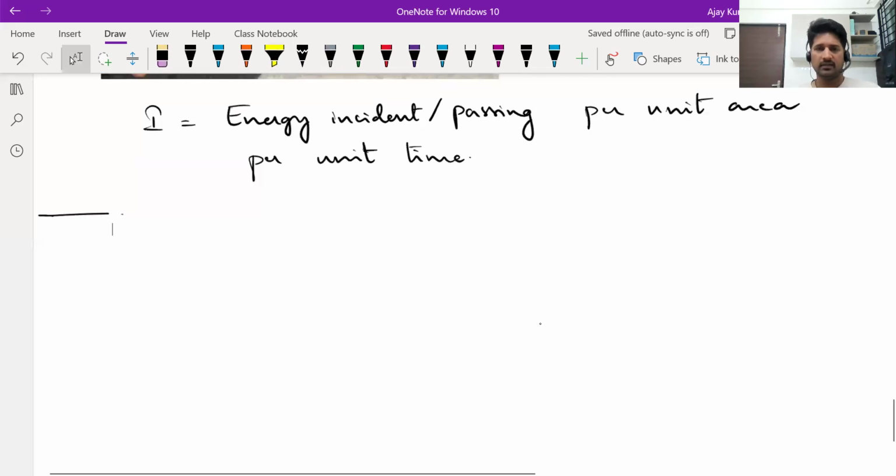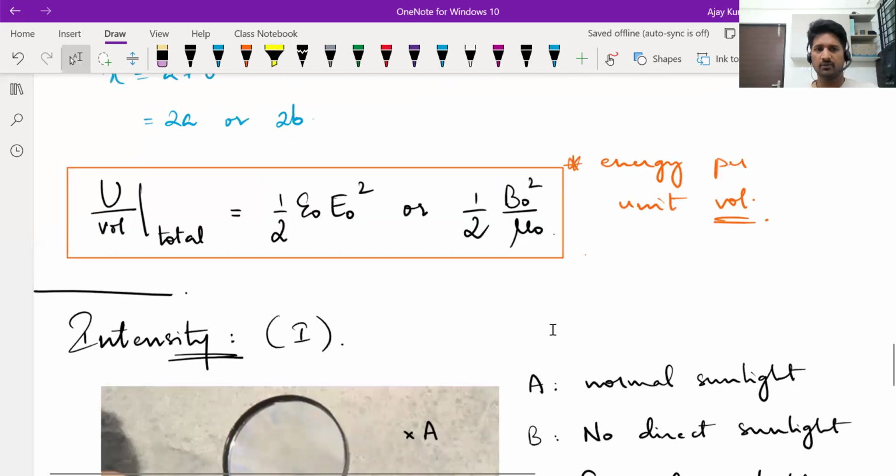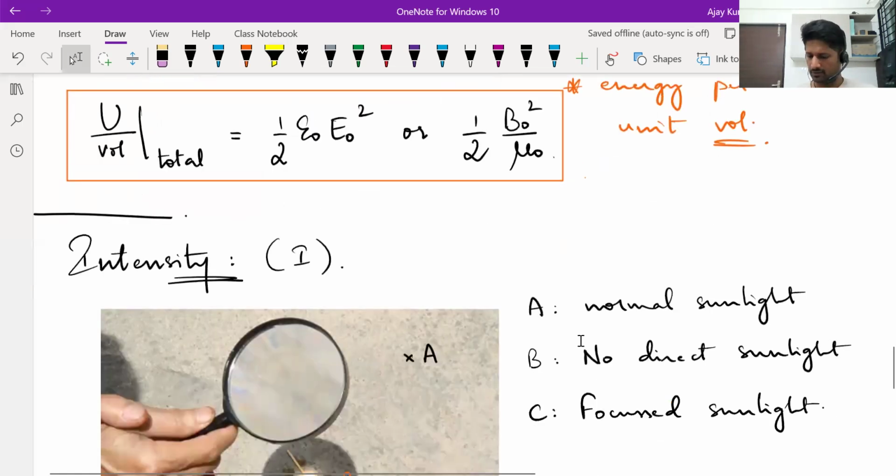Now we know electromagnetic waves carry energy. We just derived an expression for energy density in the electromagnetic wave. Now when electromagnetic waves are incident over a surface, over a certain area, we should find out what the intensity on that surface is, meaning how much energy is incident per unit time per unit area.